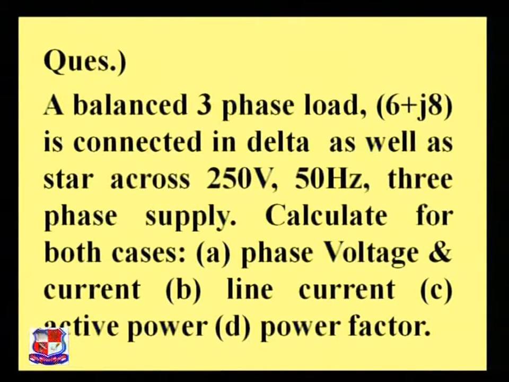This is an important example. This is also asked in your GTU exams 3 to 4 times. A balanced 3-phase load 6 plus j8 is connected in delta as well as star across 250 volts. So 250 is the supply voltage, that is your line voltage. Whatever your supply voltage, that becomes your line voltage by default. 50 Hz is your frequency, 3-phase supply. So calculate for both cases, star and delta: phase voltage and phase current, line voltage and line current, and the power factors.